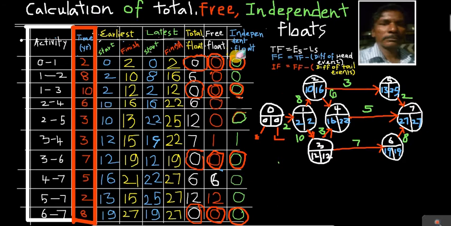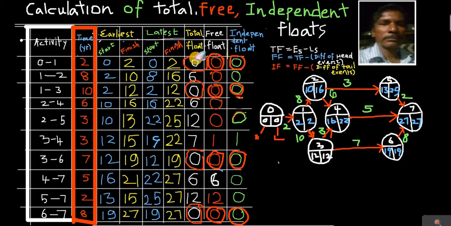Now, how to find the free float? Free float calculations now we have to see. Free float means there is a formula here. Free float is equal to total float minus difference of the head events. Free float equals total float minus difference of the head events. Now I will take the first activity 0 to 1. In this first activity, what is the total float?